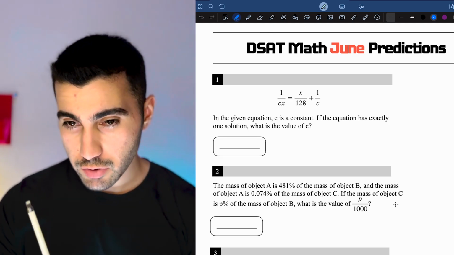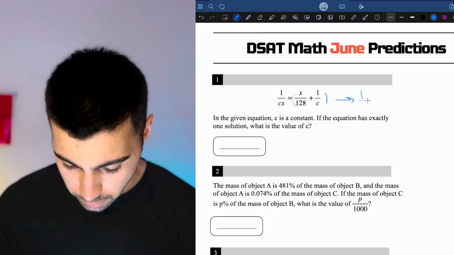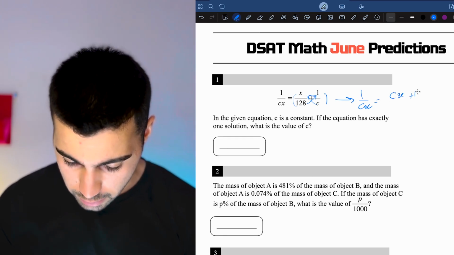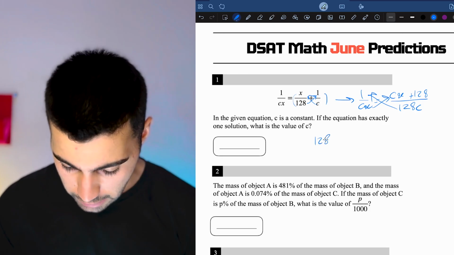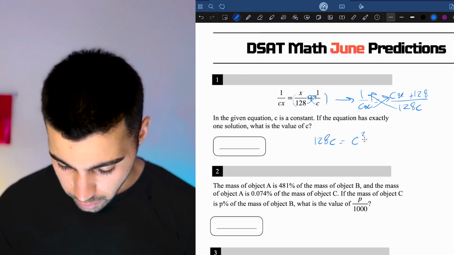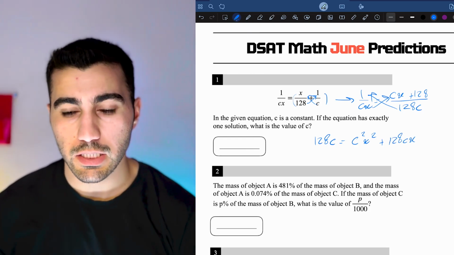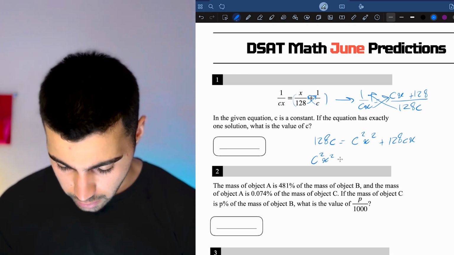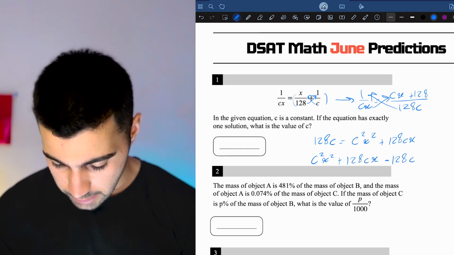First, we're going to distribute this and simplify this section of the expression. So it's going to look like 1 over Cx equals. We're going to do a cross product here, which gives us Cx plus 128 over 128c. Now we can do a cross product here that's going to give us 128c equals c squared x squared plus 128cx, right? I did a cross product. This is what I got. Let's move everything to one side. It's going to look like c squared x squared plus 128cx minus 128c equals 0.